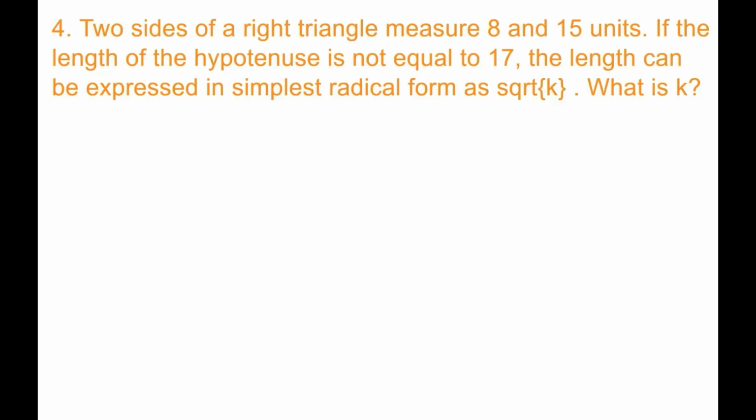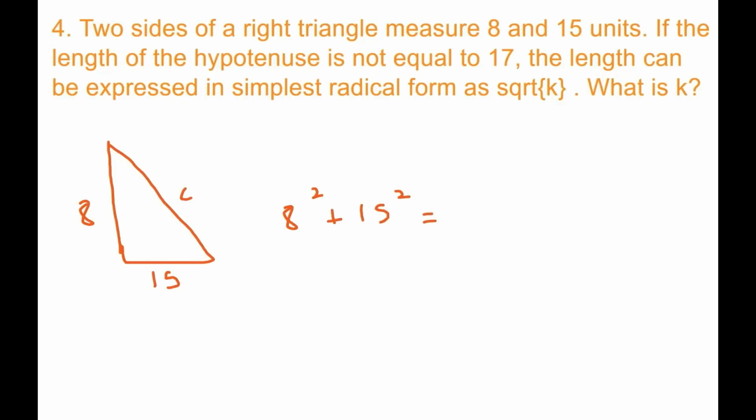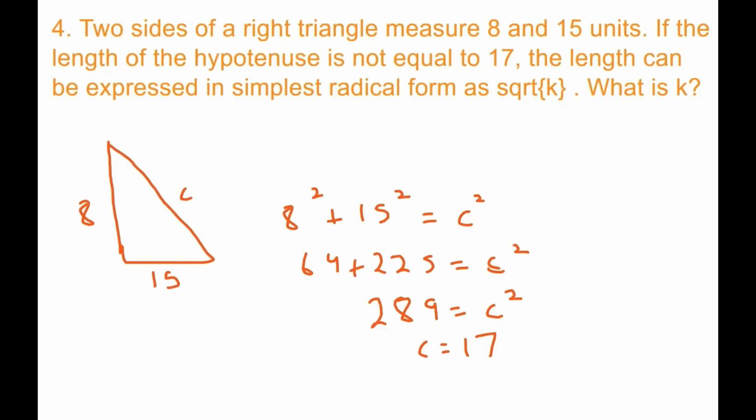First, let's assume it's not 15. Well, that means the number is bigger than 15. Then our legs have to be 8 and 15, and our mystery number, let's call it C for now, is the hypotenuse. So applying the Pythagorean theorem, we can solve this problem. 8 squared plus 15 squared is equal to C squared. This is 64 plus 225 is equal to C squared, or 289 is equal to C squared. And C is equal to 17.